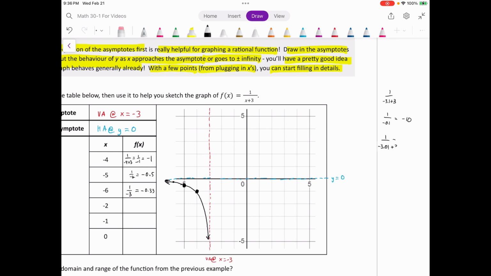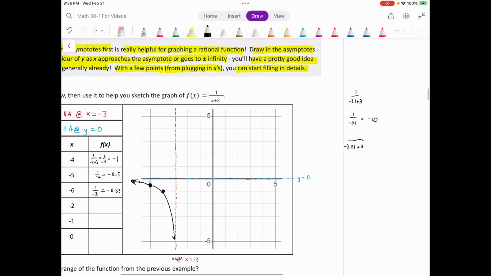There's supposed to be a +3 there. Well, that would give me 1 over -0.01, which is -100. See what's happening? As x gets closer and closer to being -3, y is just getting bigger and bigger and bigger in the negative direction. If I make x -3.001, I get -1000. So that's why it shoots down so quickly.